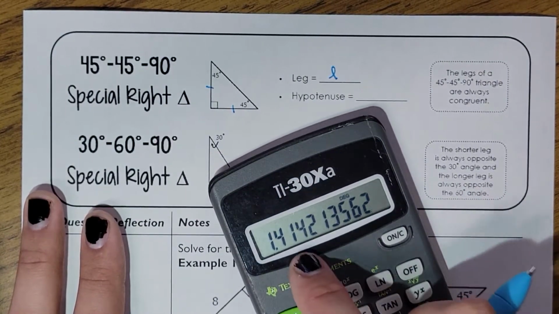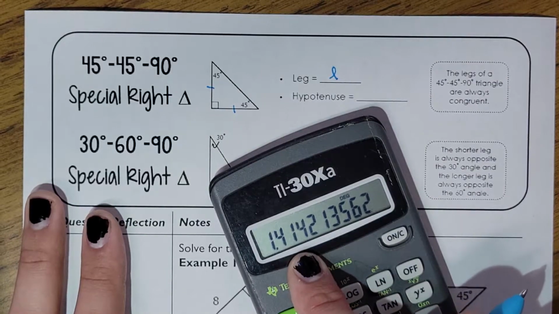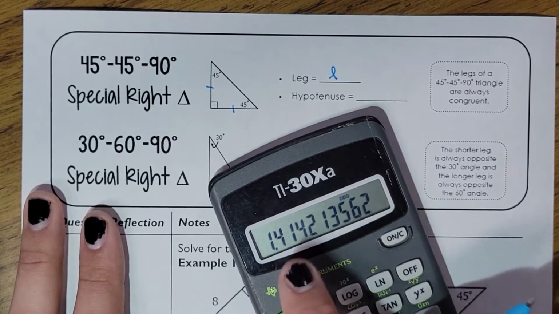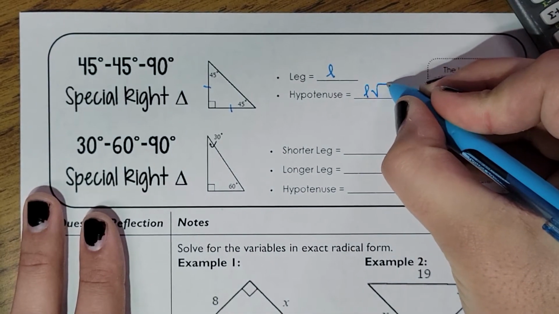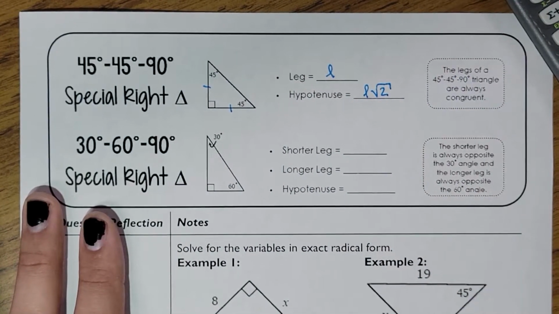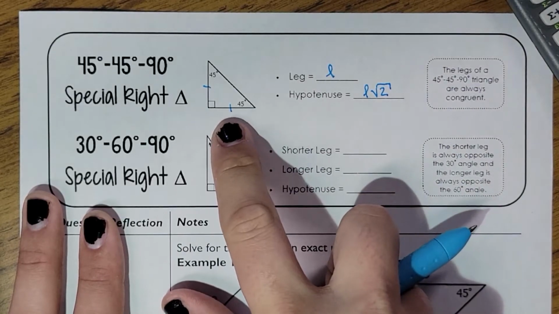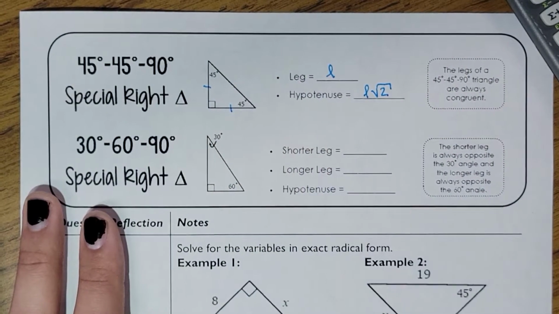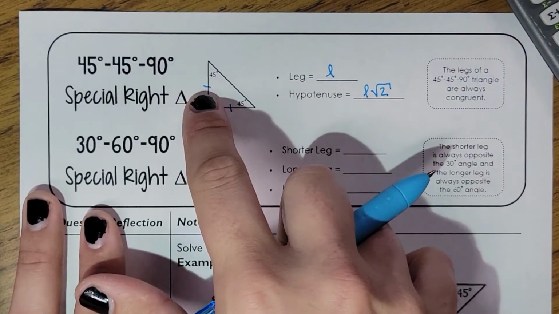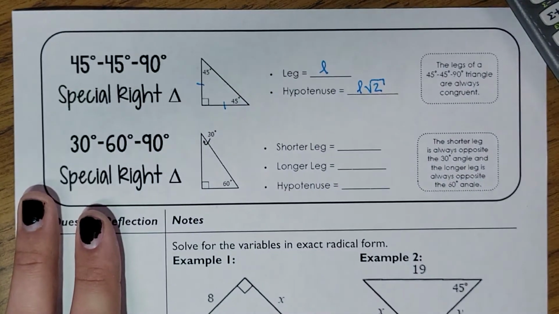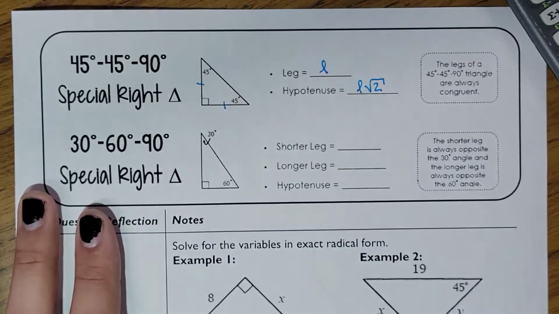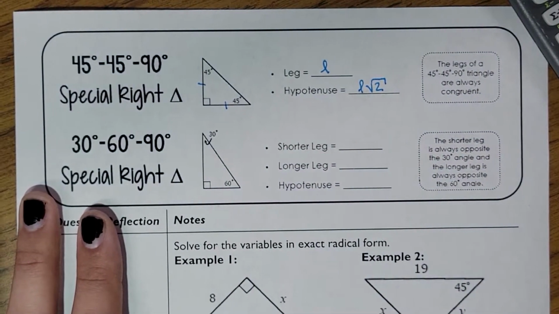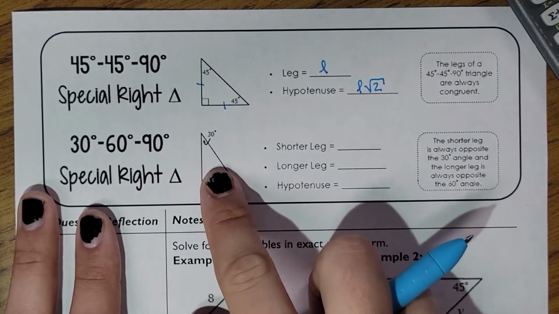1.414213. I don't want you to memorize that. That would be dumb. I want you to memorize square root of 2 because that's easy to remember. So what we do is we put L square roots of 2. So if the leg here is 5, the hypotenuse is 5 square root of 2. If the leg is 10, the hypotenuse is 10 square root of 2. Now, if you get the hypotenuse, you have to work backwards, so you'd have to divide by square root of 2. So just keep that in mind as we go through this, and you're going to see how it works.